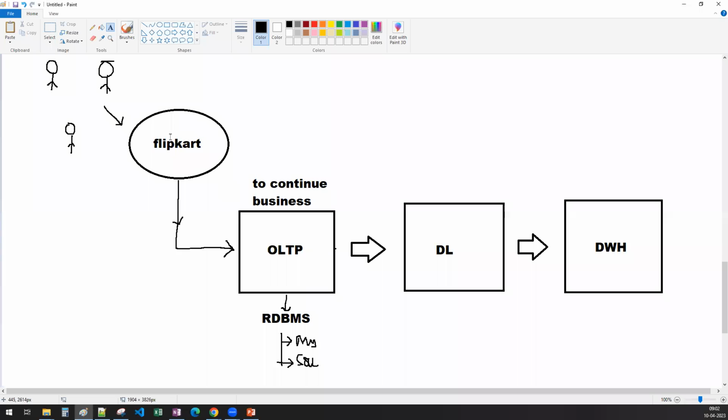Flipkart is an application. It does not store the data. It supports and depends on the OLTP. If the OLTP itself is not there, you cannot run your business. To continue your business, OLTP is a must. So the main purpose of the OLTP is to continue the business. So how are we going to achieve it? With the help of RDBMS solutions. Okay, this is one thing, sir.